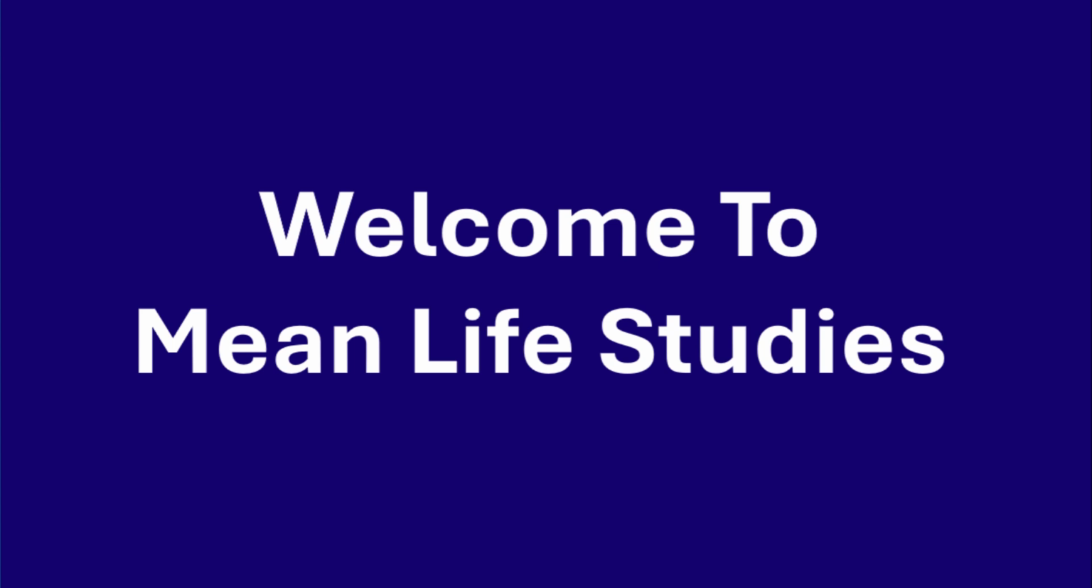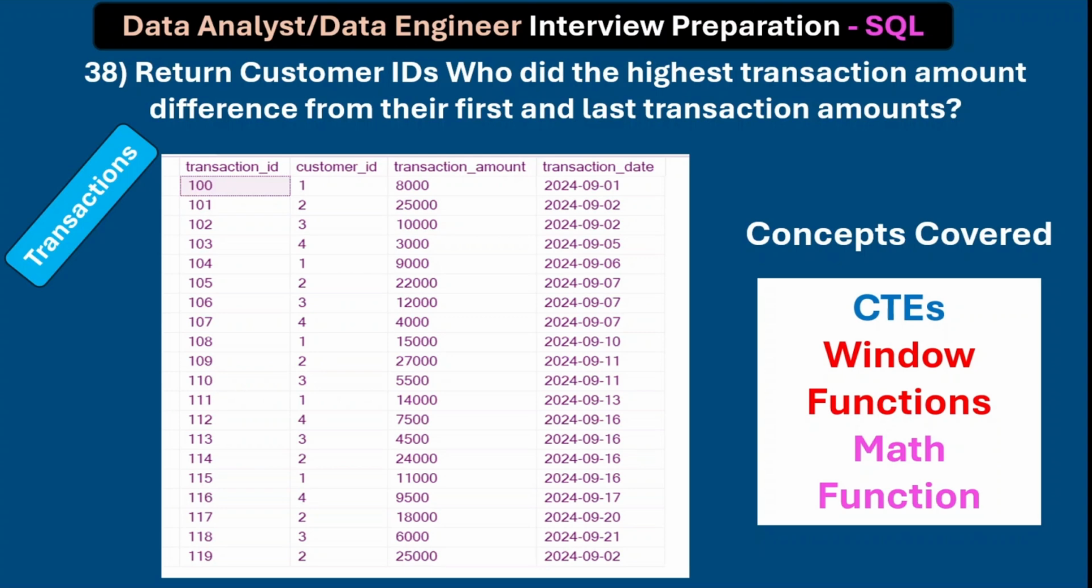In this video, I'm going to solve one more SQL problem as part of the Data Analyst or Data Engineer interview preparation series. That is question number 38: return customer IDs who did the highest transaction amount difference from their first and last transaction amounts. It is given transaction data. You can see here we have transaction ID, customer ID, transaction amount, and transaction date, right?